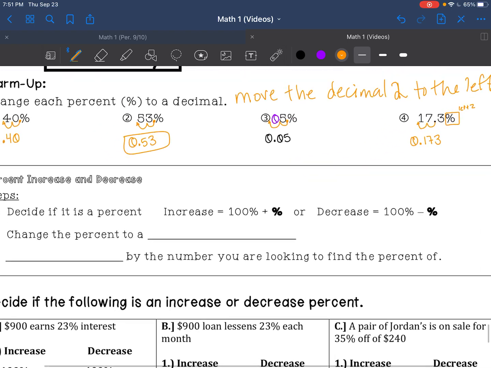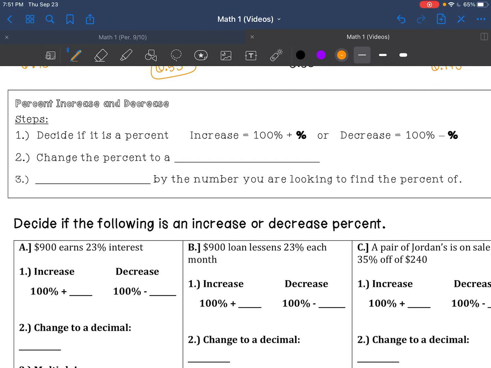All right. Next up, my steps here. So steps for doing percent increase and decrease. First, decide if it is a percent increase or decrease. If it's a percent increase, we take 100% of the original number, which means all of that original number, and add on whatever percent we are given. If we decide it's a decrease, we take 100% of our original number, the entirety of it, and subtract the percent we are talking about.